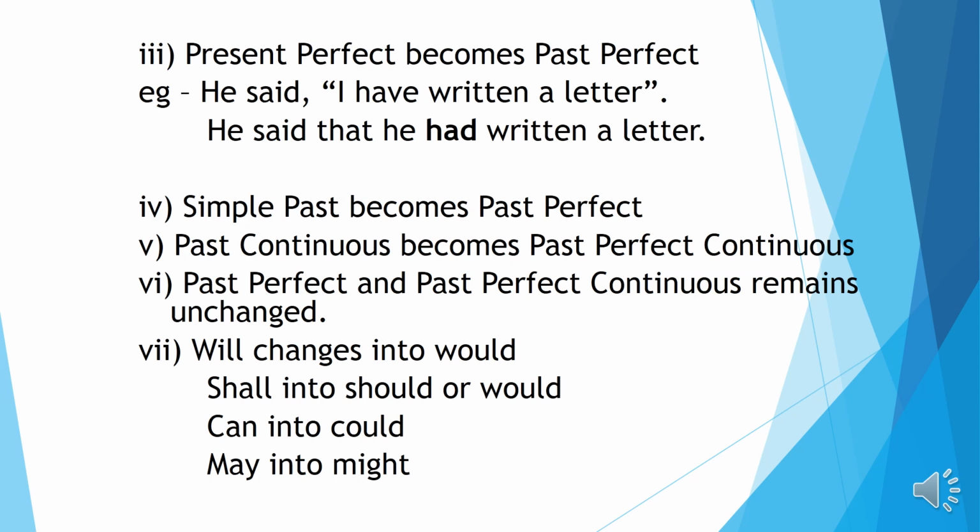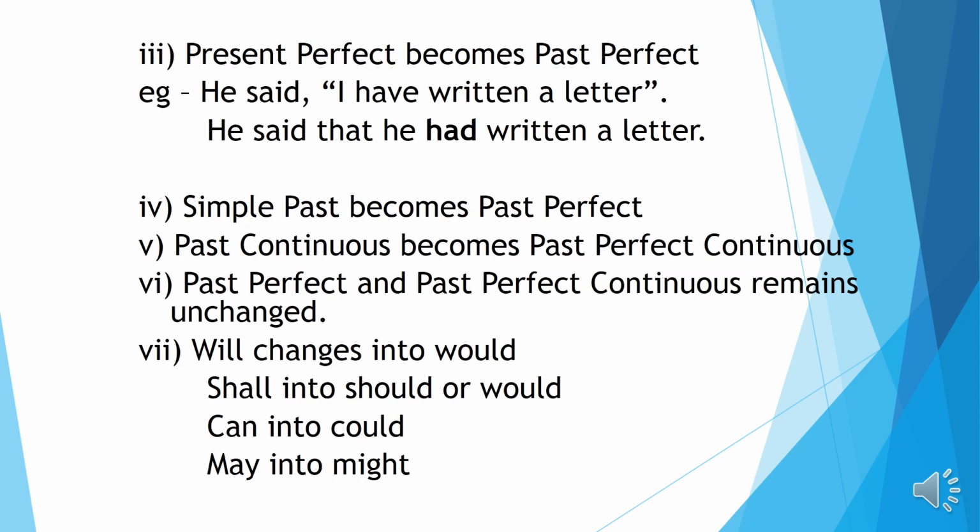The third, we have present perfect becomes past perfect. Let's look at the example. He said, "I have written a letter." How do we change that? He said that he had written a letter. So remember, when we use perfect, be it present or past, we always have the word have in the present tense, and in the past tense we have had.